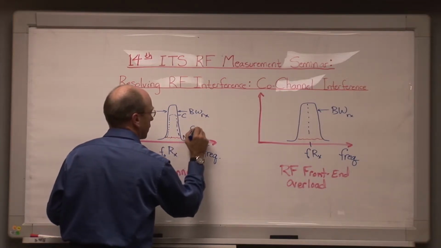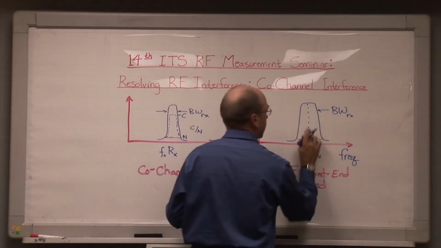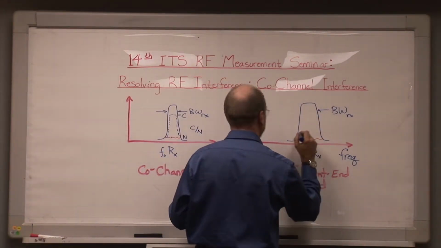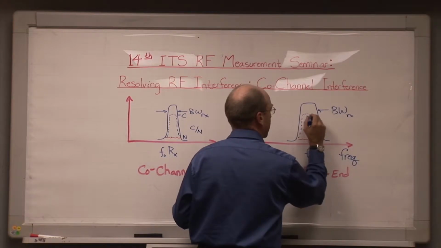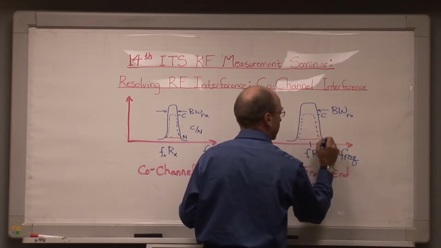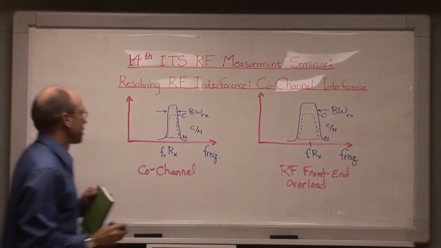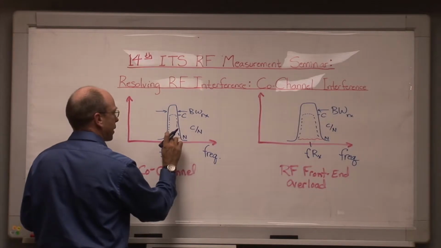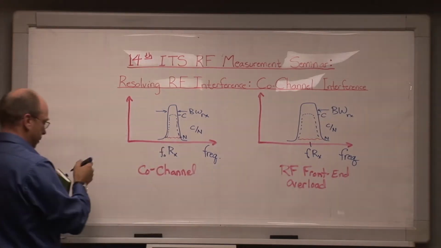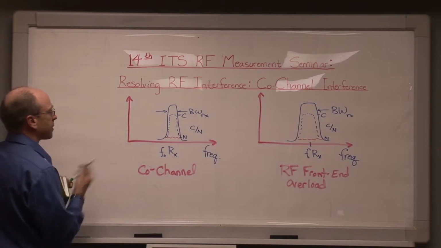So we have some particular C to N level that's desired. And again, we have this in both cases. Here it is operating inside its desired bandwidth. Here's the carrier level, here's its noise level, and we have some desired carrier to noise level at which this receiver is actually operating.